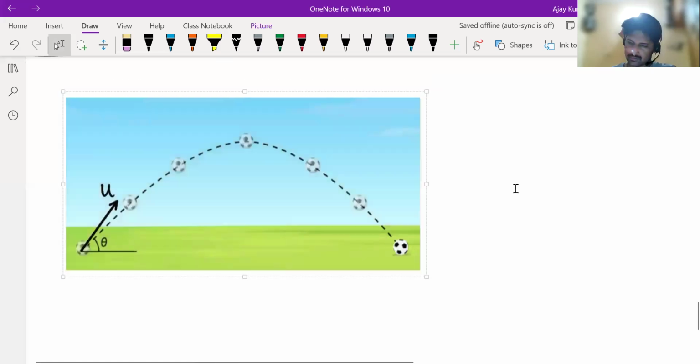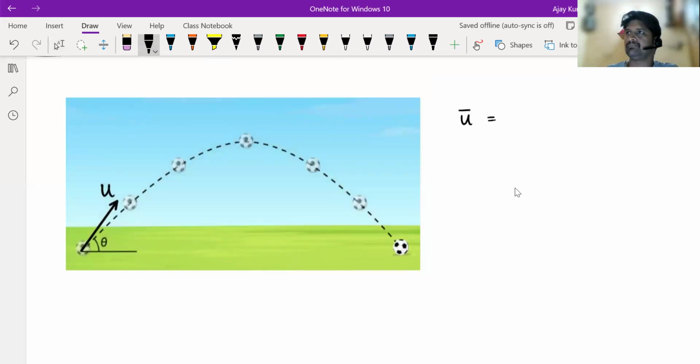This time I won't give you speed and angle. I'll give you the components directly. Let's say initial velocity is 10 i cap plus 30 j cap meters per second. Okay, that's the initial velocity given to you as a vector.